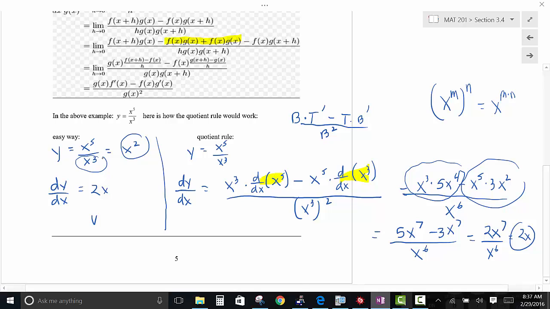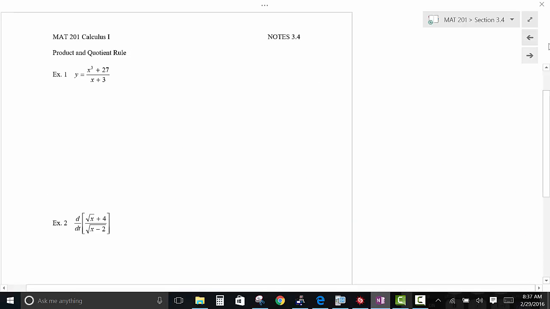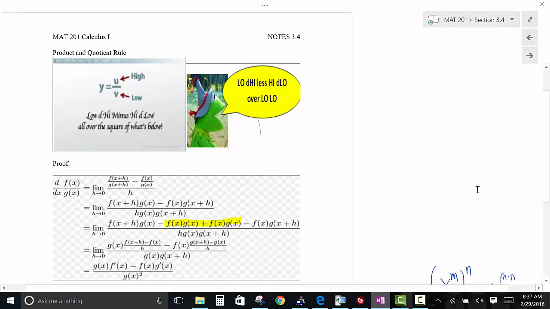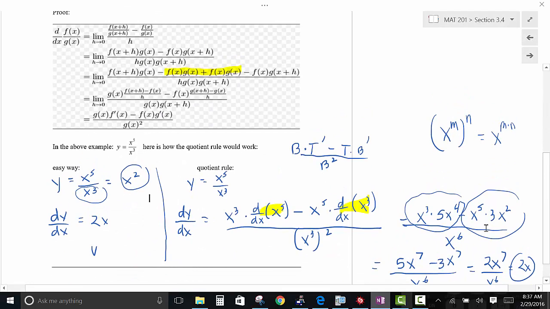How's that look to everybody as a starting example for the quotient rule? Okay, work on those exponent rules. That's the big deal that happens in this stuff quite a bit. Everybody got that?